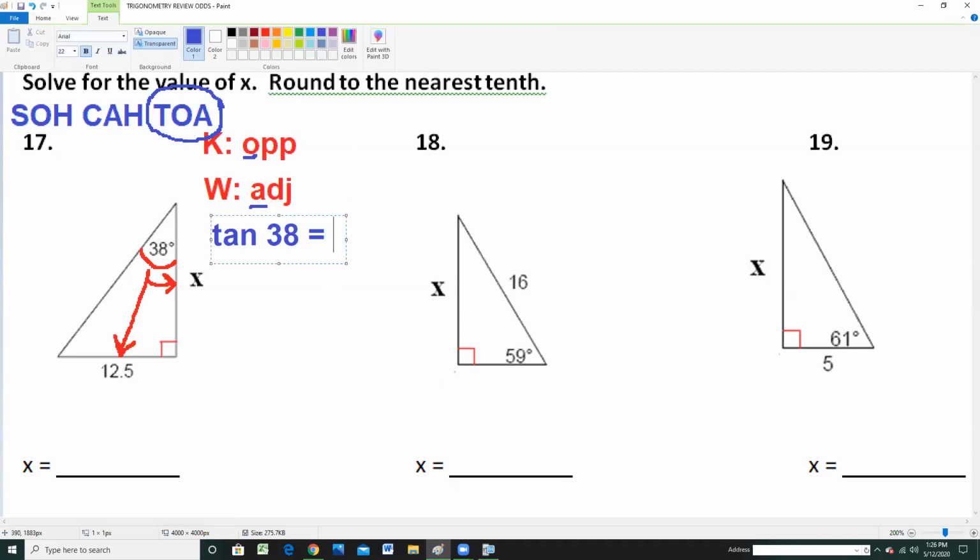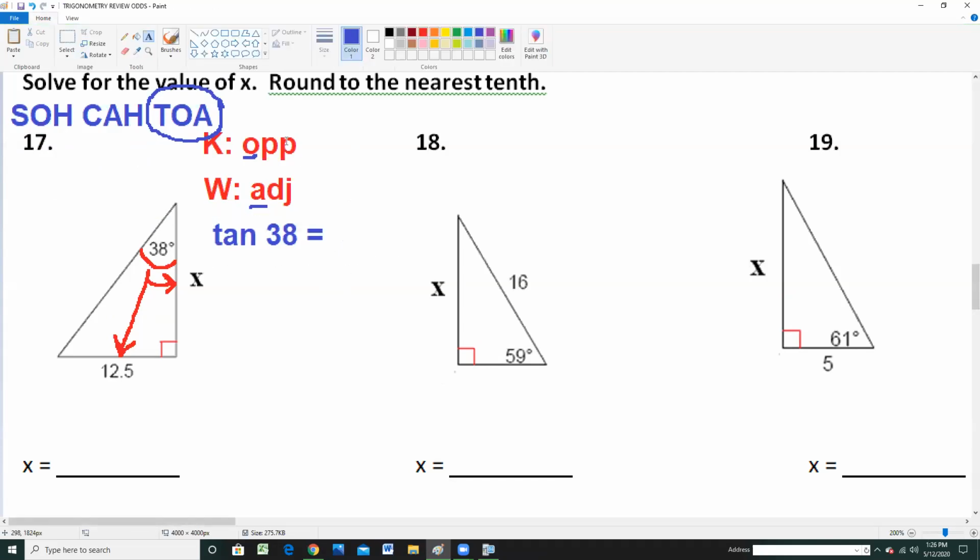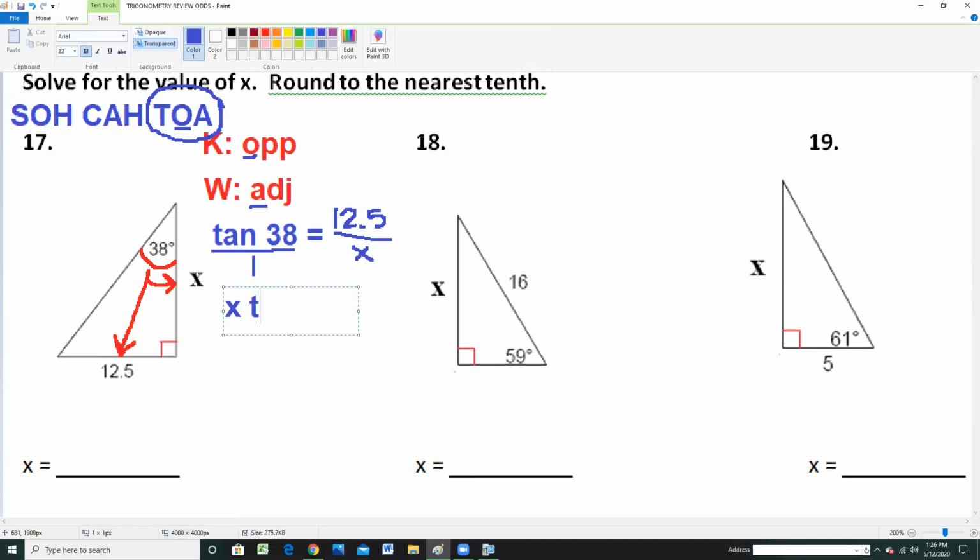Your calculator does it. Any calculator that's worth more than about 10 bucks can do it. But we have to make sure we do the order correctly. We put opposite first, and then adjacent last. And then we have to solve. Okay. Now I just cross multiply here. And don't freak out about the way it looks.